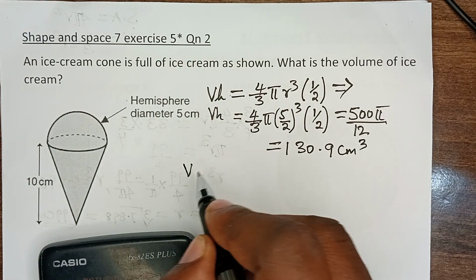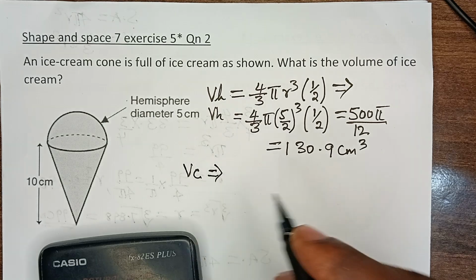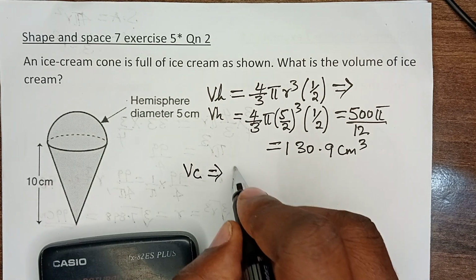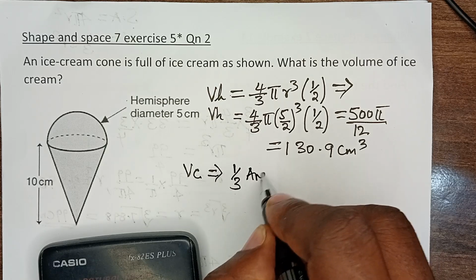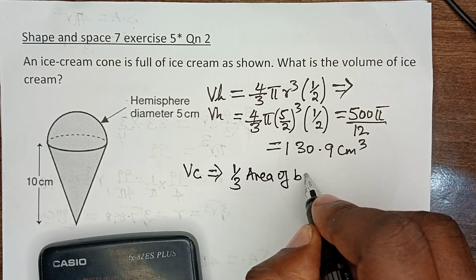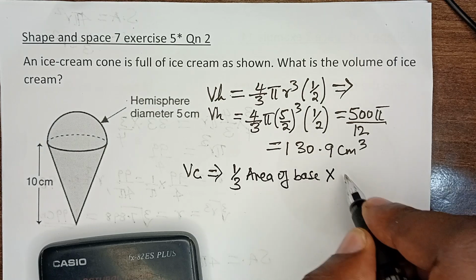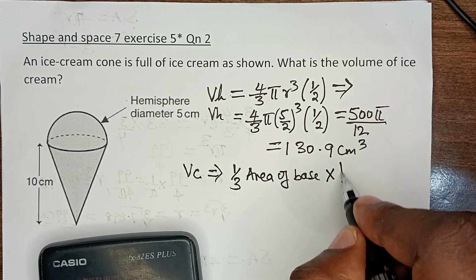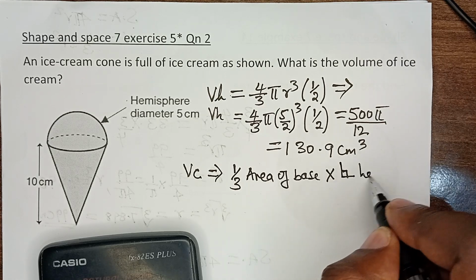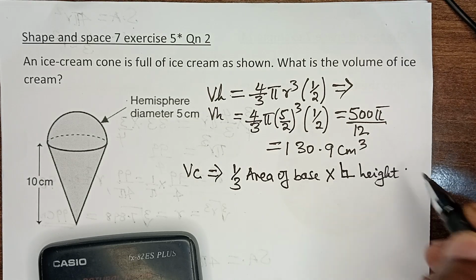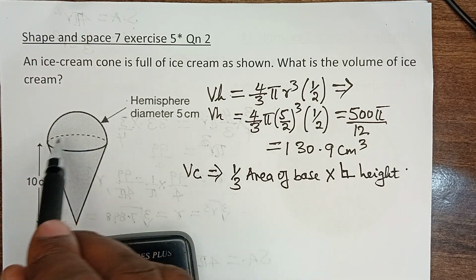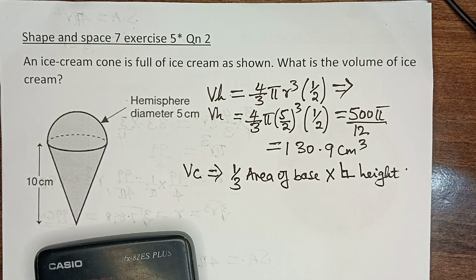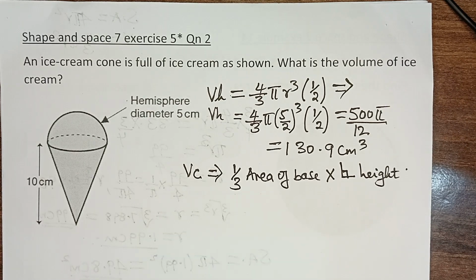What about the volume of the cone? The volume of the cone is given by the formula a third times area of base, you multiply by the perpendicular height. So what is the base? Of course, the base is the circular part, because that is where the cone sits on.